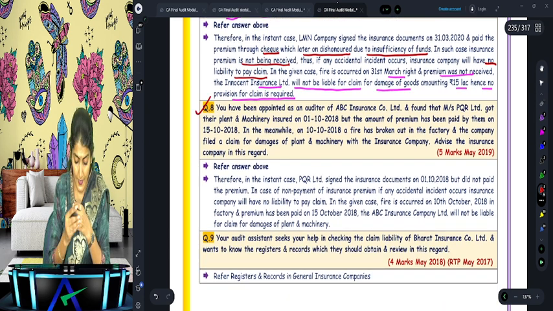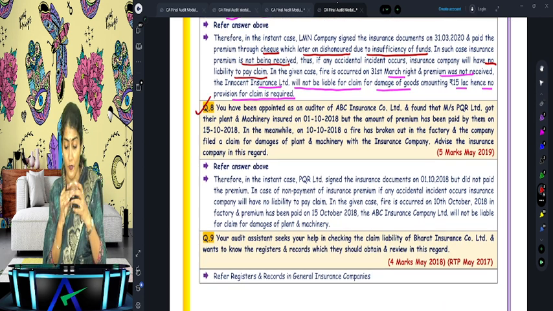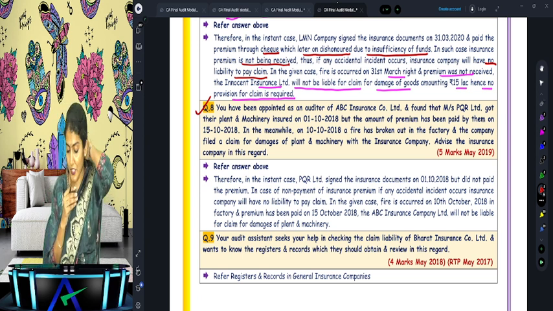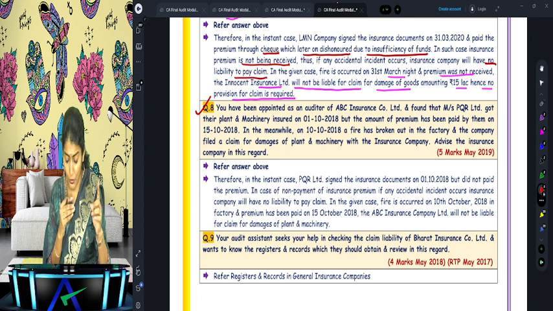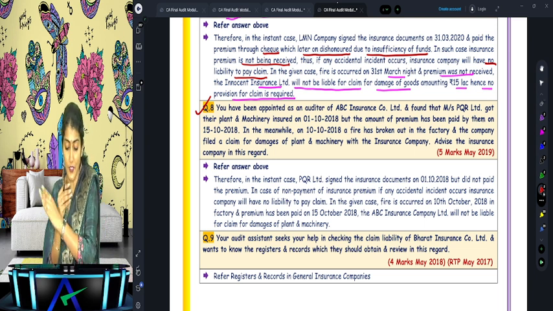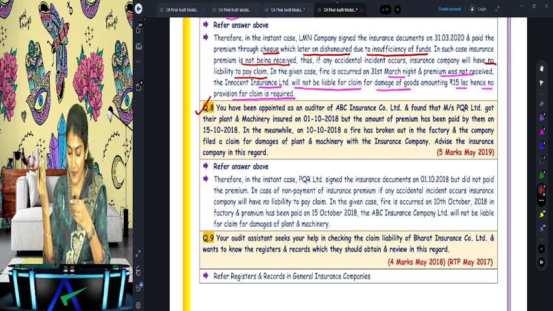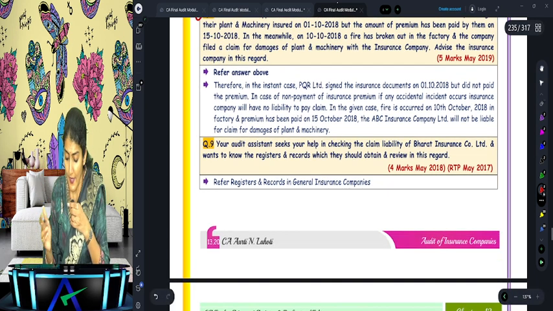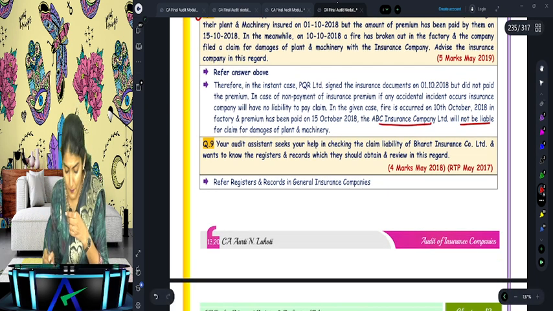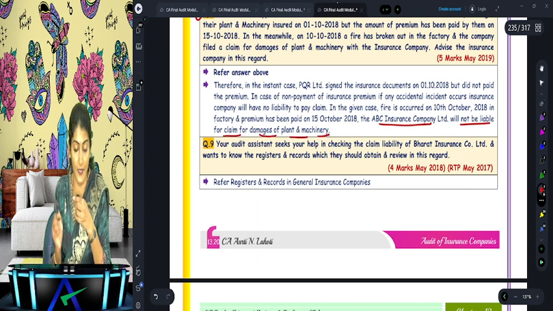Then question number 8. You have been appointed as an auditor of the ABC Insurance Company and found that PQR Limited got their plant and machinery insured on 1st of October, but the amount of premium was paid by them on 15th October. In the meanwhile, on 10th of October, a fire has broken out in the factory and the company filed a claim for damages of the plant and machinery with the insurance company. Advise the insurance company for the same. Again, what does it say? ABC Insurance Company will not be liable for the claim for damages of the plant and machinery.